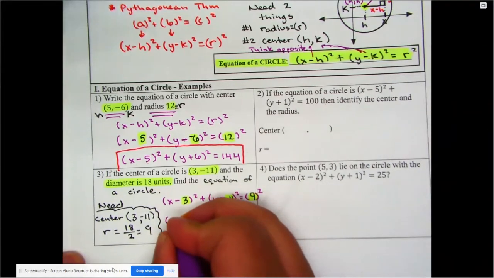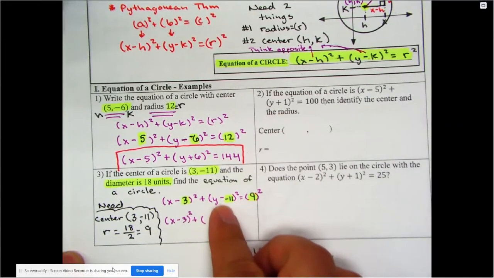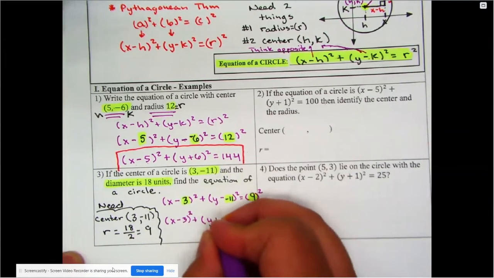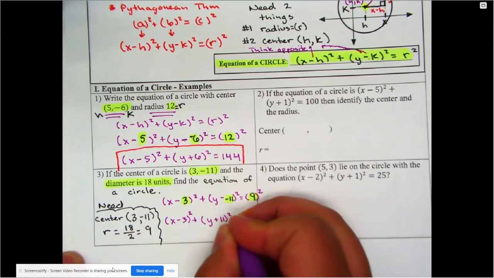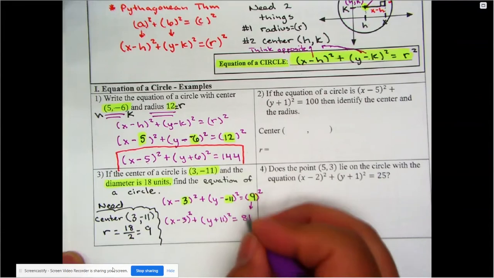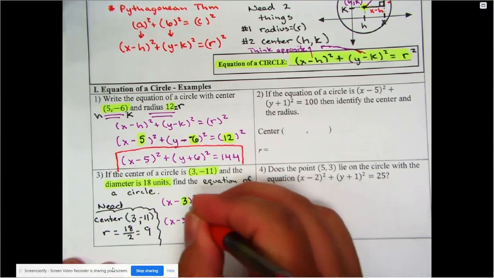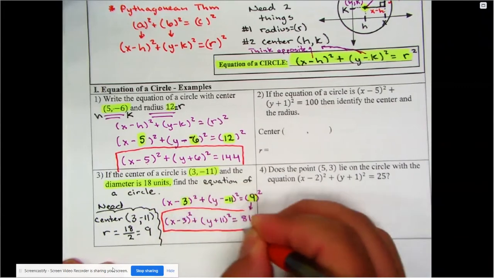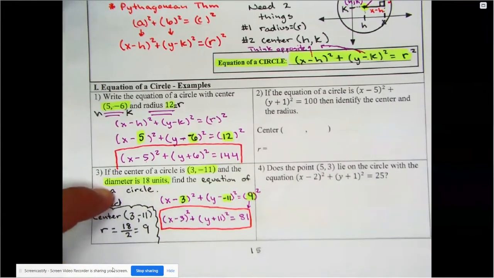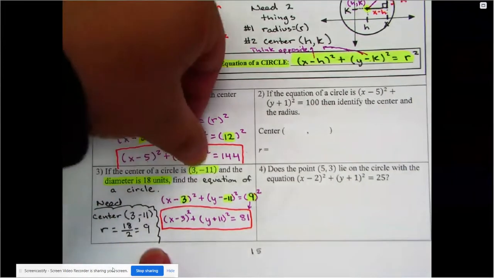Just going to do a little cleanup here, a little maintenance. X minus 3 squared. No changes there. But we do see a change here with the y's. Negative and negative is now +11 squared. And of course, 9 times 9 is 81, not an 18. And just like that, there's my answer. This is my equation of a circle that has this diameter of 18, aka radius 9, and it hits that center.